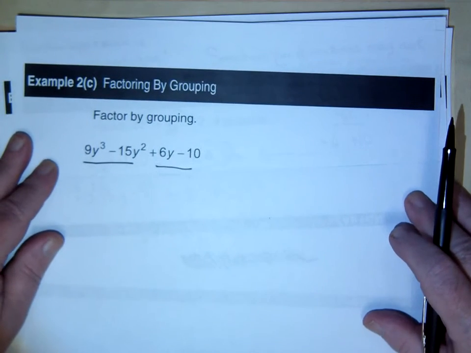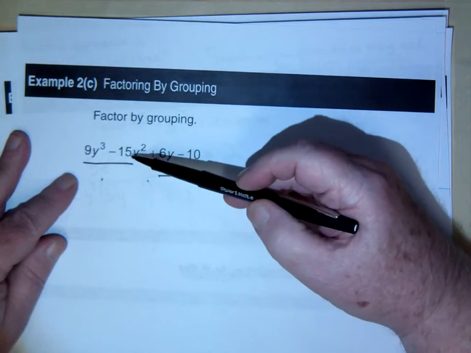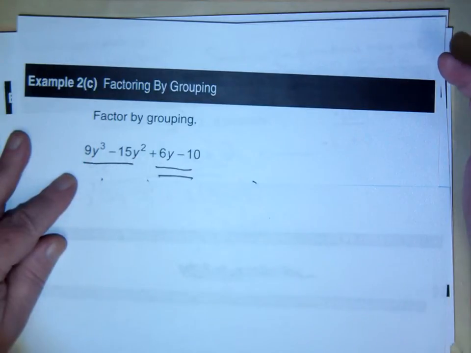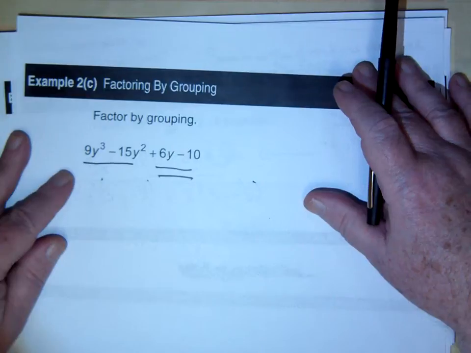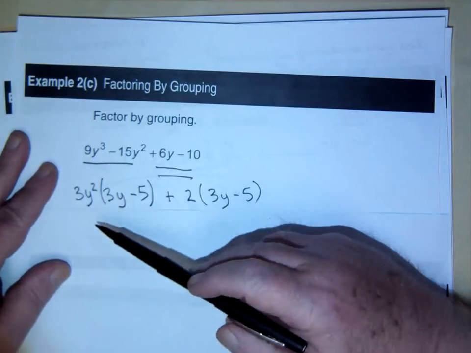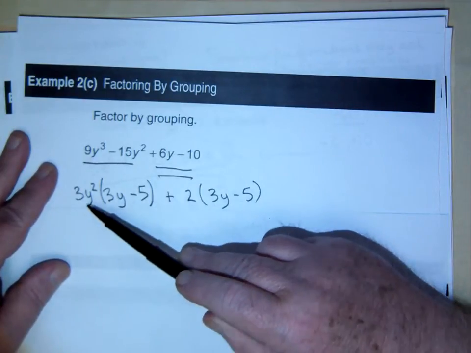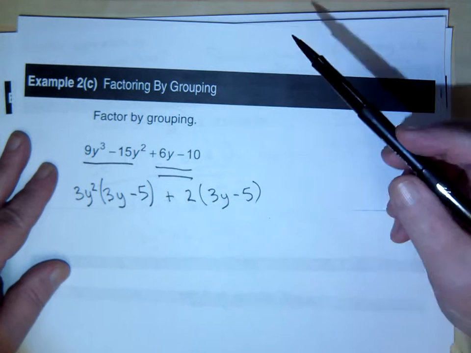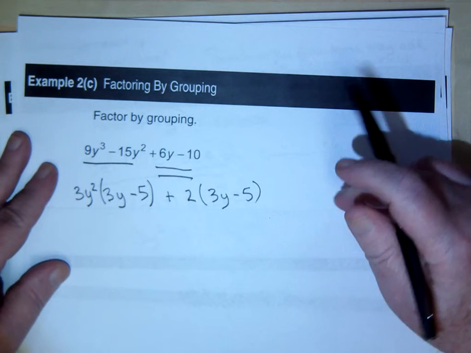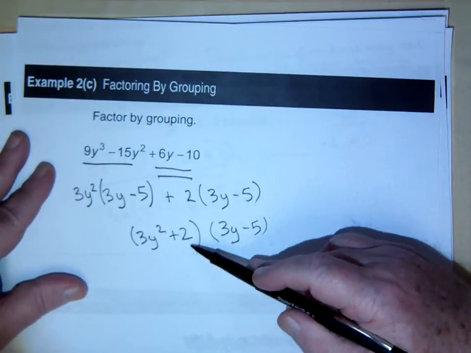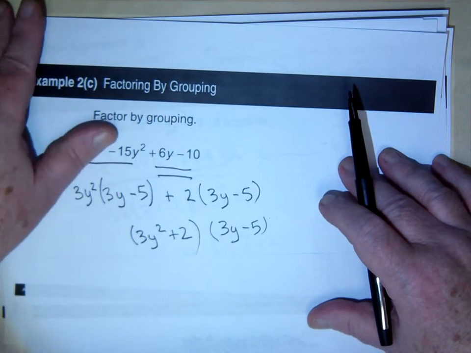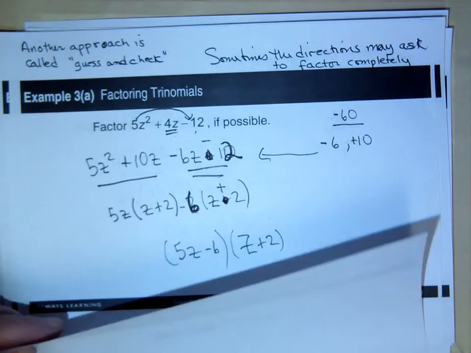Here's a little bit more involved example of factoring by grouping. Again, out of here I can pull a 3y squared out of both of those terms, and here I can pull out a 2. So when I pull a 3y squared out of here, I get 3y squared times 3y minus 5, and out of here I pull a 2, I have 3y minus 5. The common factor is 3y minus 5. I factor that out, and I'm left with 3y squared plus 2 times 3y minus 5.